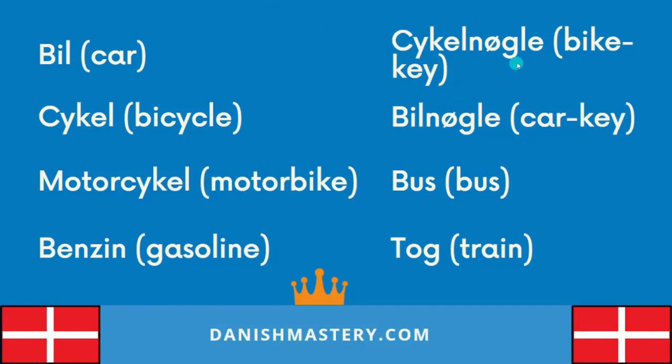And cykelnøgle. Bike key. Ja. Bilnøgle. Car key. Bus. A bus, right? Pretty straightforward. Tog. Train. Yeah. So, bil, cykel, motorcykel, benzin, cykelnøgle, bilnøgle, bus, tog. And then we go to the next one.